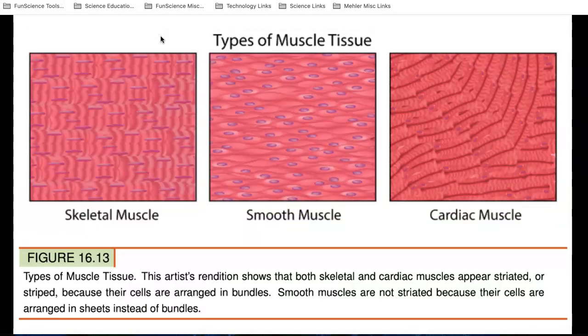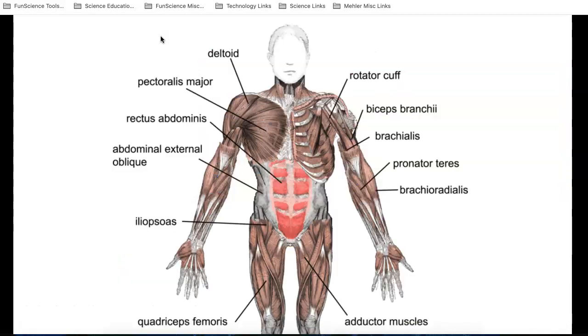So there are three types of muscle tissue. In this artist's rendering, we have skeletal tissue, we have smooth muscle tissue, we also have cardiac muscle tissue. The skeletal tissue is the one that we control. Smooth and cardiac we don't control for the most part. So make sure that you understand there are three types of muscle tissue.